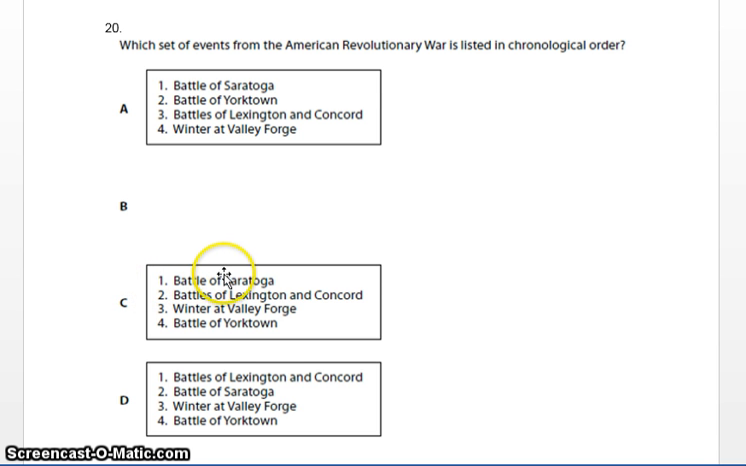C, is it the Battle of Saratoga, Lexington Concord, the Valley Forge, and then Yorktown? Or is it D, Battle of Lexington Concord, Battle of Saratoga, winter at Valley Forge, and then the Battle of Yorktown? What was the correct order?